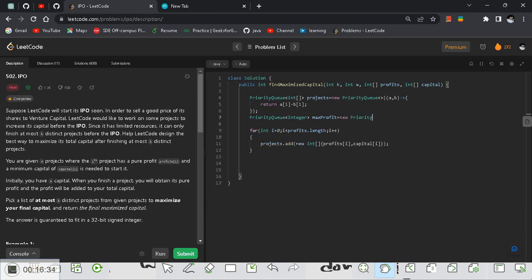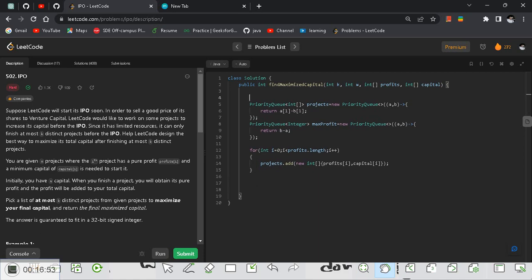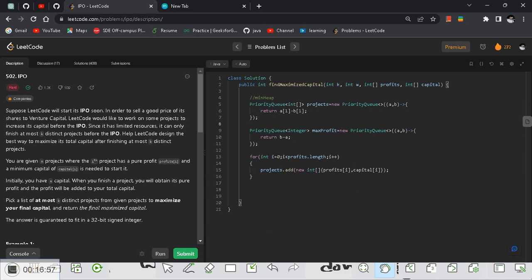Now what is the sorting criteria in this? I want to get the maximum, right? So I'm going to write the criteria for getting the maximum each time. So it is basically a max heap and it is a min heap. So let me write here, it is a min heap and it is a max heap.